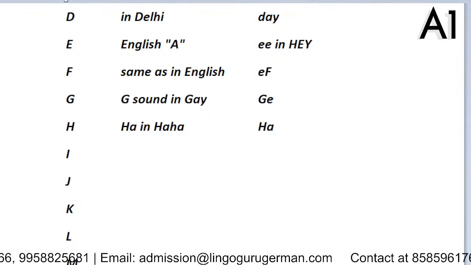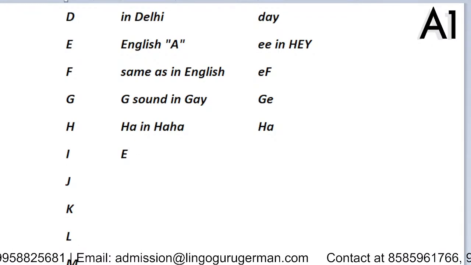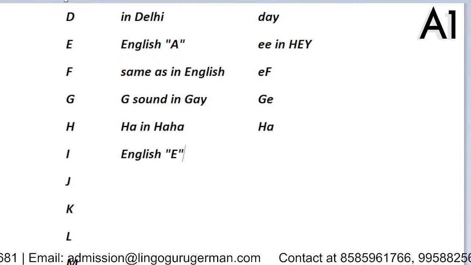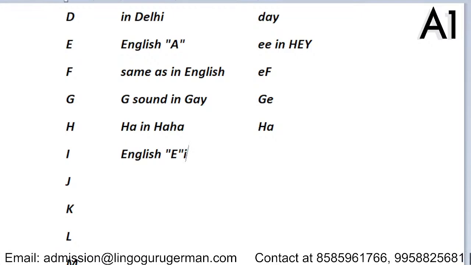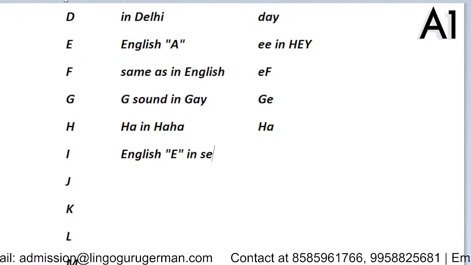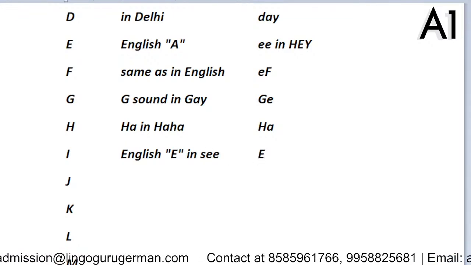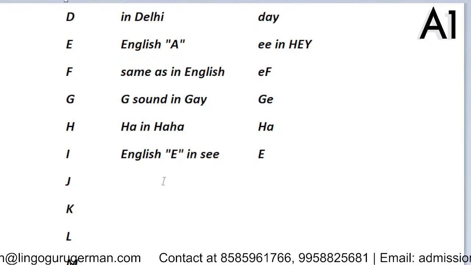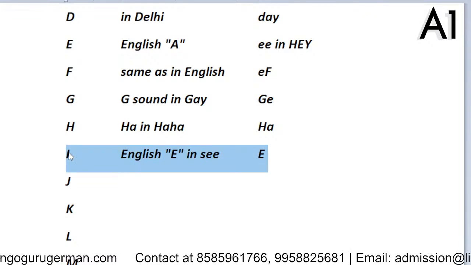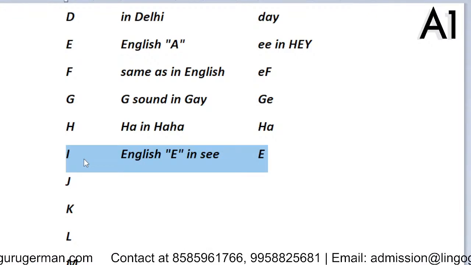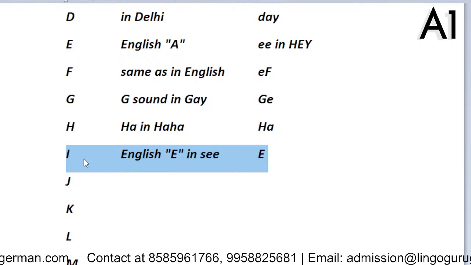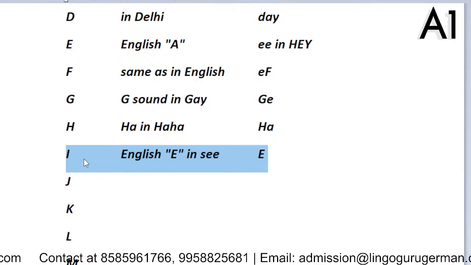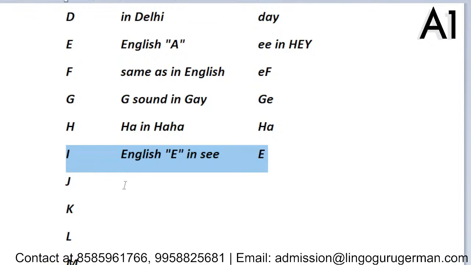We have I. Now the I sound is the English E sound. That's my third vowel. So we have A, E, I. Three vowels.